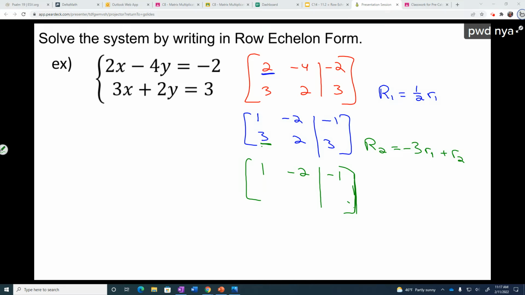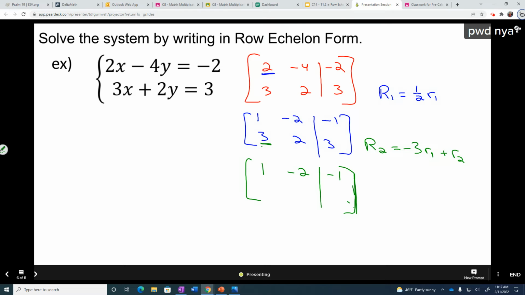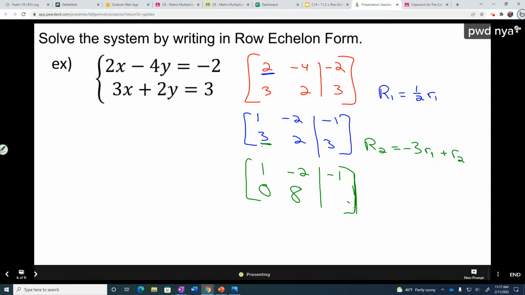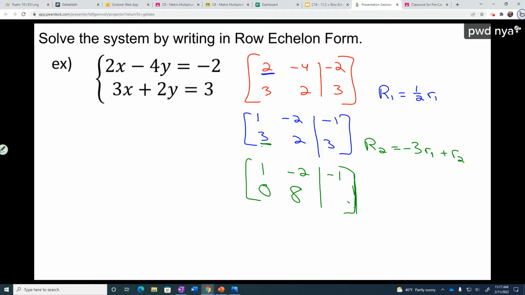Now, you can write these in a calculator if you want to, but I'm not going to write all the steps because it will get way too long. We're doing negative 3 times R1, so negative 3 times 1 is negative 3, plus 3 is 0. And we do negative 3 times negative 2, that's 6. 6 plus 2 is 8. Negative 3 times negative 1 is positive 3, plus 3 is 6.